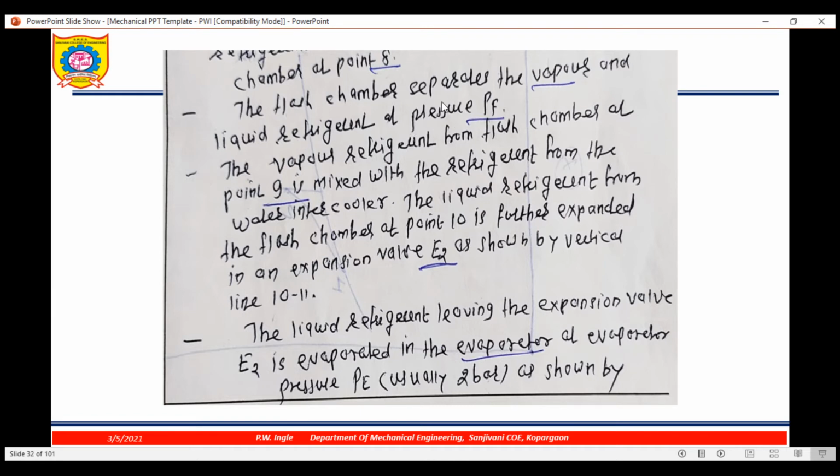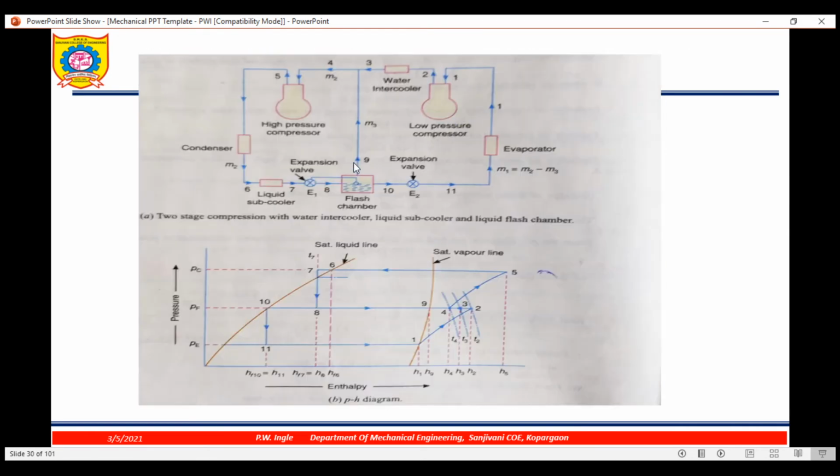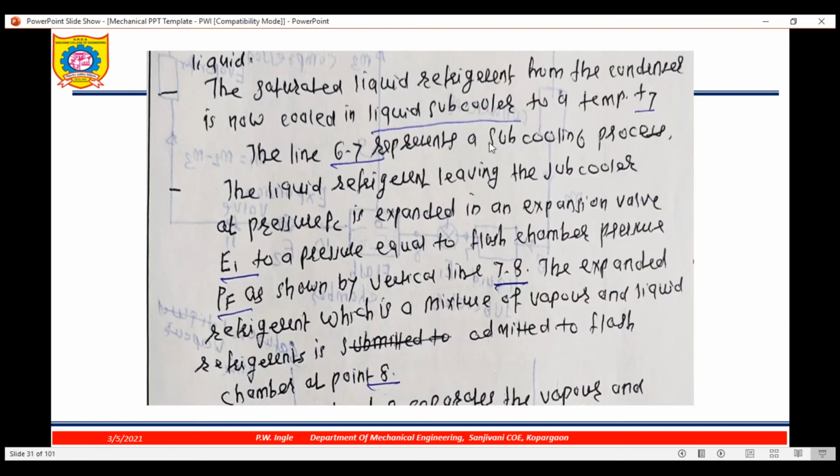This is very important. This is the function of the flash chamber. It will separate the vapor and liquid refrigerant. Liquid refrigerant will be supplied to the evaporator. Here you see the flash chamber will separate the vapor refrigerant from liquid. Liquid refrigerant is again going to expansion valve E2. Okay, 10 to 11 expansion is taking place and it is supplied to the evaporator.